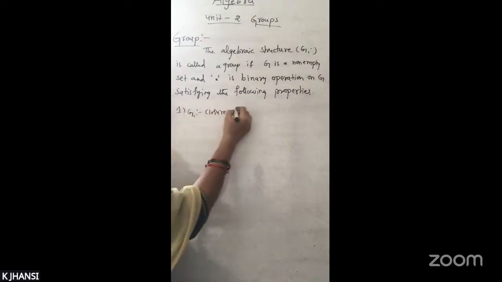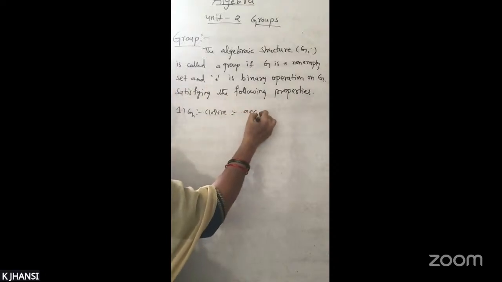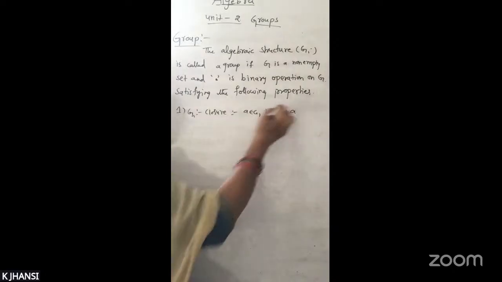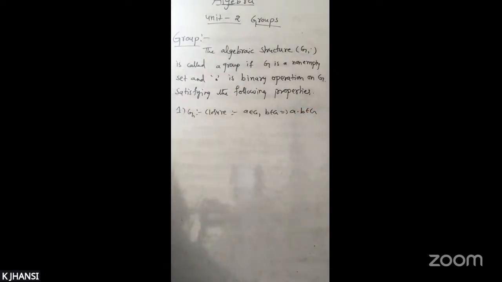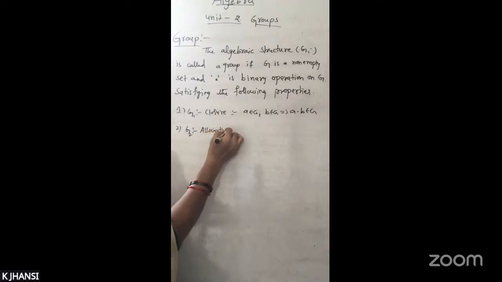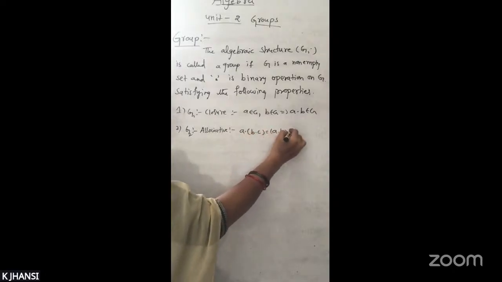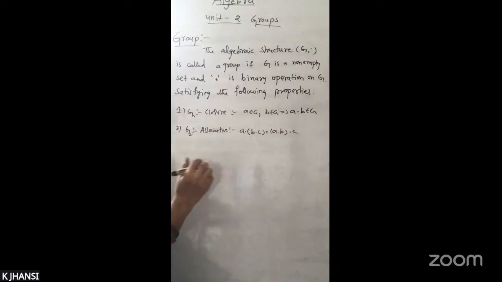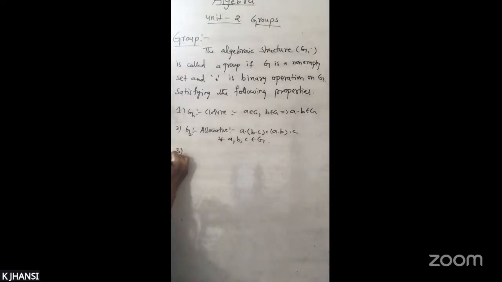Okay. Closure is what we have: A belongs to G, B belongs to G implies, here we are taking the operation as A dot B, no, A dot B belongs to G. Okay. So this is the closure property. Next, second one, G2 is associative. That is (A·B)·C is equals to A·(B·C), for all A, B, C belongs to G. This is the associative property.